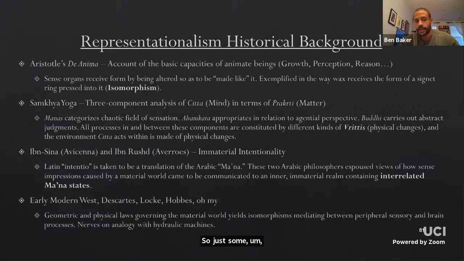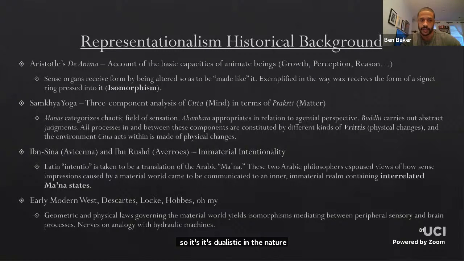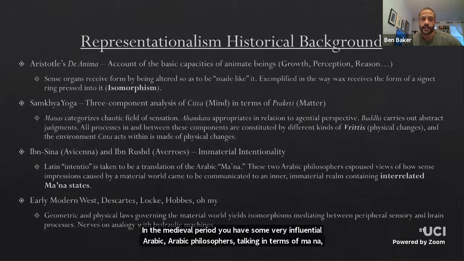In Samkhya Yoga, you have a physicalistic view of representations where in the mind there are these vrittis. The mind has different components. The vrittis are physical changes that refer to the outside world. In the medieval period, you have some very influential Arabic philosophers talking in terms of ma'na, which is later translated into intentio. And in the West, you have intentional theories of mind found in Descartes, Locke, Hobbes, and others. All of these are very different metaphysical pictures, but all rely on the notion of proper states of the mind that represent states of the world. Next slide.